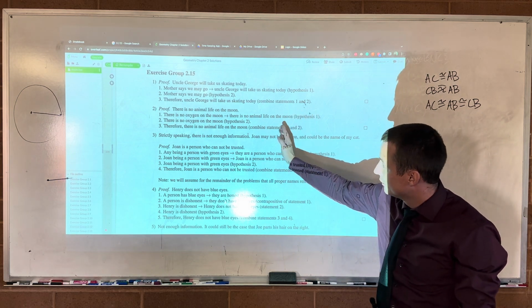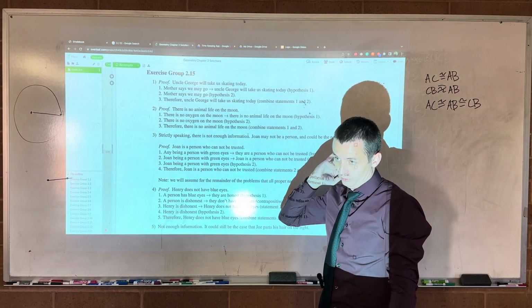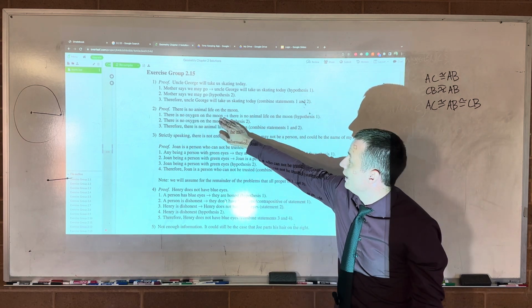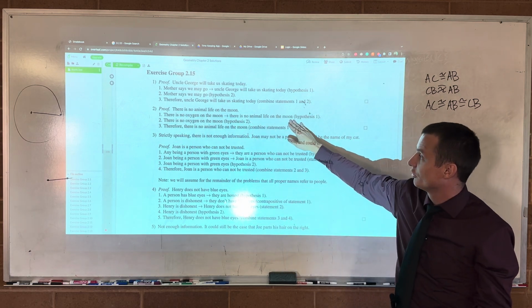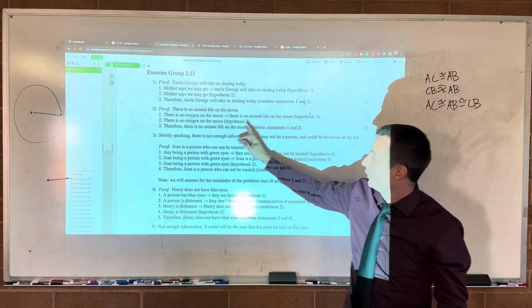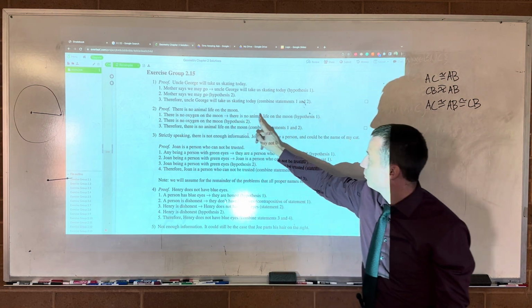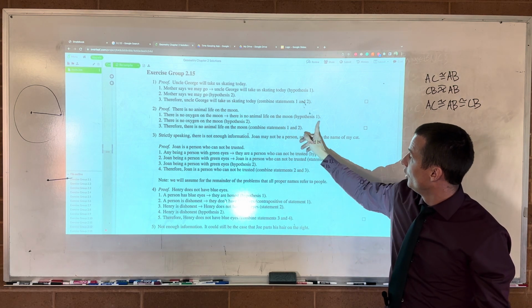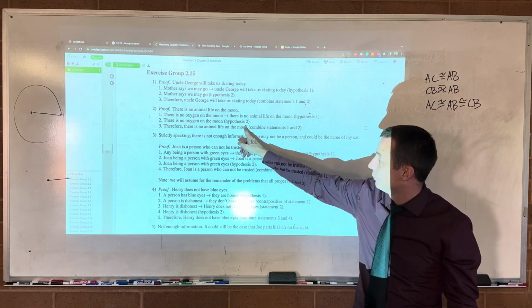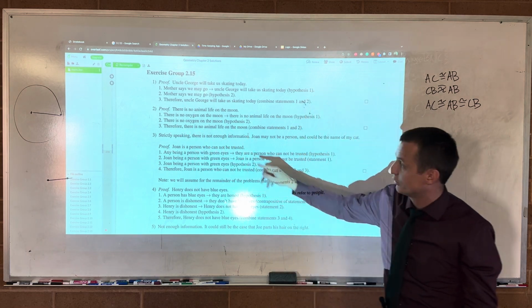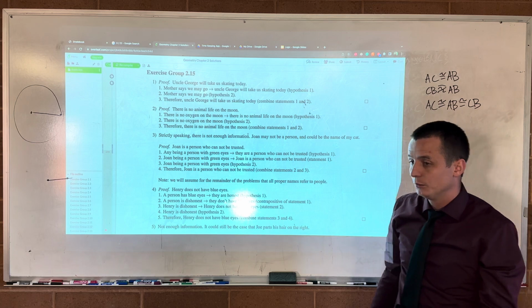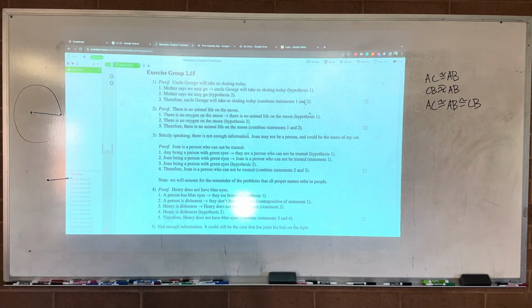Looking at the next one. There's no animal life on the moon. One of our premises was, if there's no oxygen on the moon, then there's no animal life. Or in other words, there's no oxygen on the moon implies there's no animal life on the moon. The second statement given to us in our hypothesis is that there is no oxygen on the moon. Therefore, conclusion, there is no animal life on the moon. And just combining those two statements together.